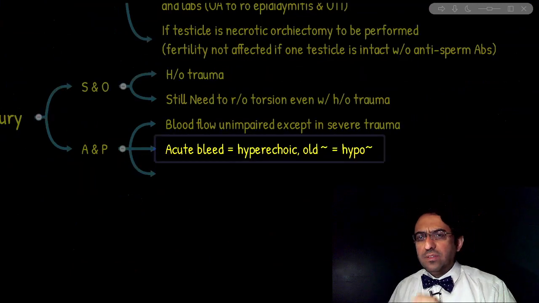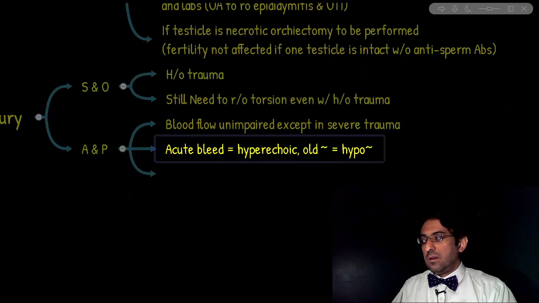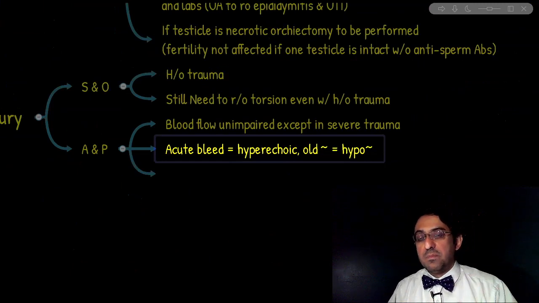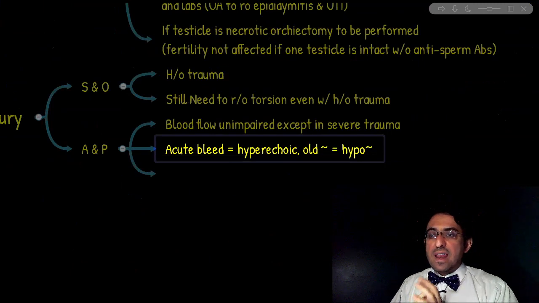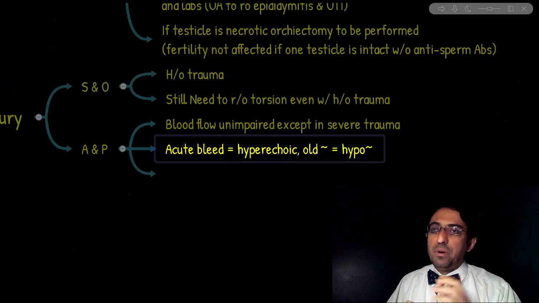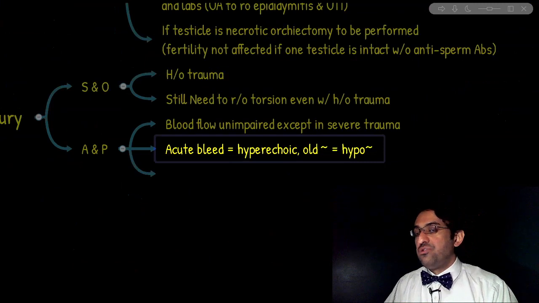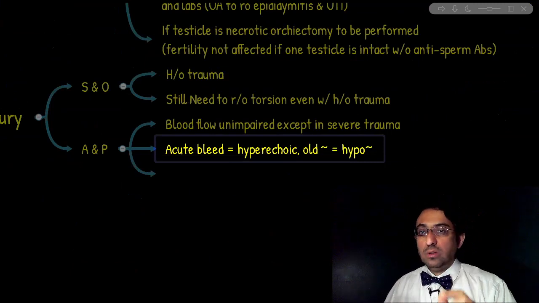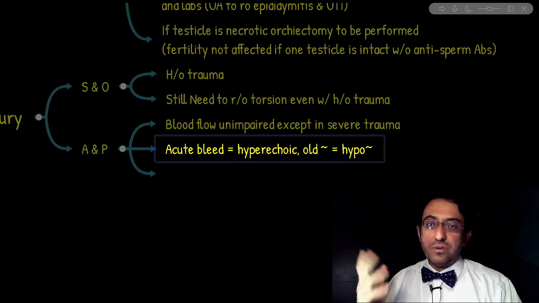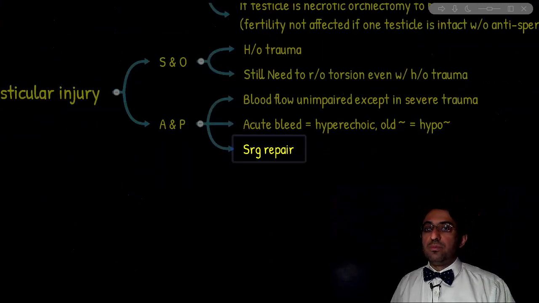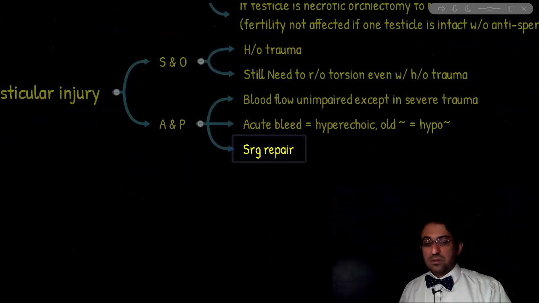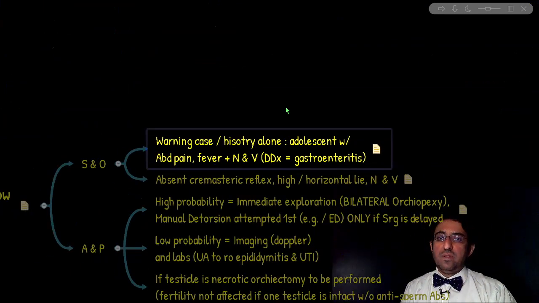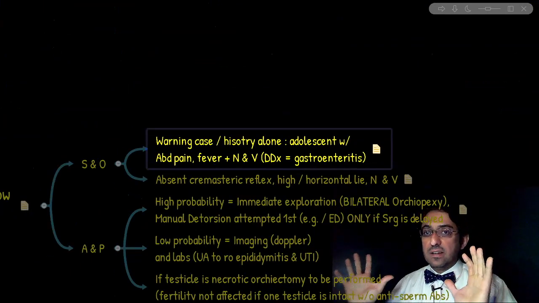Now, what would you see in the ultrasound Doppler studies of testicular trauma without impairment of blood flow? If we are dealing with an acute hemorrhage, we will see hyperechoic texture, echogenicities. But if we are dealing with an old hematoma, it will manifest hypoechoic. Old for hypo. That's how you can remember it. And what's the management for testicular trauma? Surgical repair.